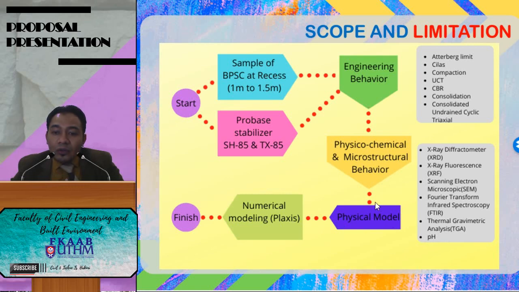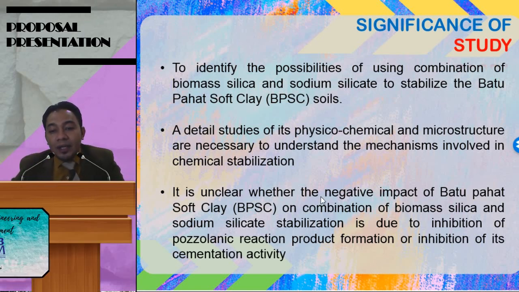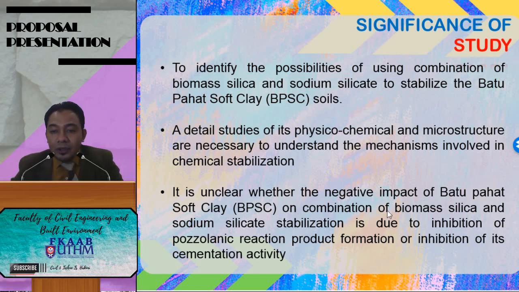Okay, so after physical chemical, we go to the physical model, and then check with the numerical modeling practice, and then finish. Okay, the significance of the study: first, to identify the possibilities of using combination of biomass silica and sodium silicate to stabilize Batu Pahat soft clay, and then a detailed study of physical, chemical and macrostructure are necessary to understand the mechanism involved in chemical stabilization. And then the last one, it is unclear whether the negative impact of Batu Pahat soft clay on combination of biomass silica and sodium silicate stabilized is due to inhibition of pozzolanic reaction product formation or inhibition of its cementation activity.